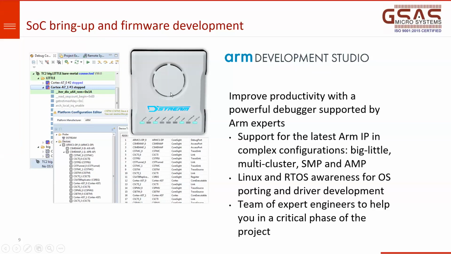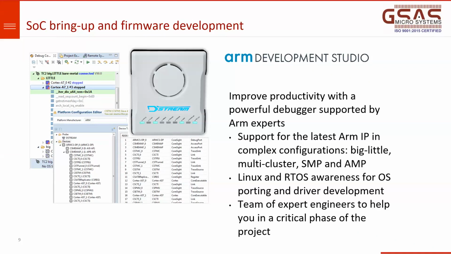DStream is a JTAG debugger, and this JTAG debugger supports all ARM processors from the lower end to the higher end. It supports big.LITTLE combinations. It supports multi-cluster. We have SMP, symmetrical multiprocessing, and asymmetrical multiprocessing. So your hardware can have heterogeneous processors, or it can be of similar processor cores, or it can be a combination of Cortex-A, Cortex-M, or Cortex-R and Cortex-M. All such combinations will be supported by this DStream debugger.